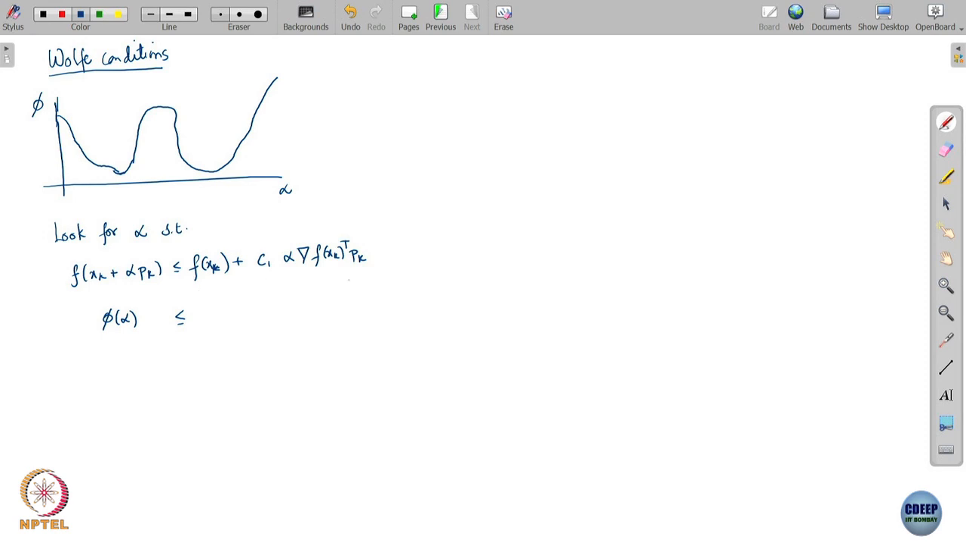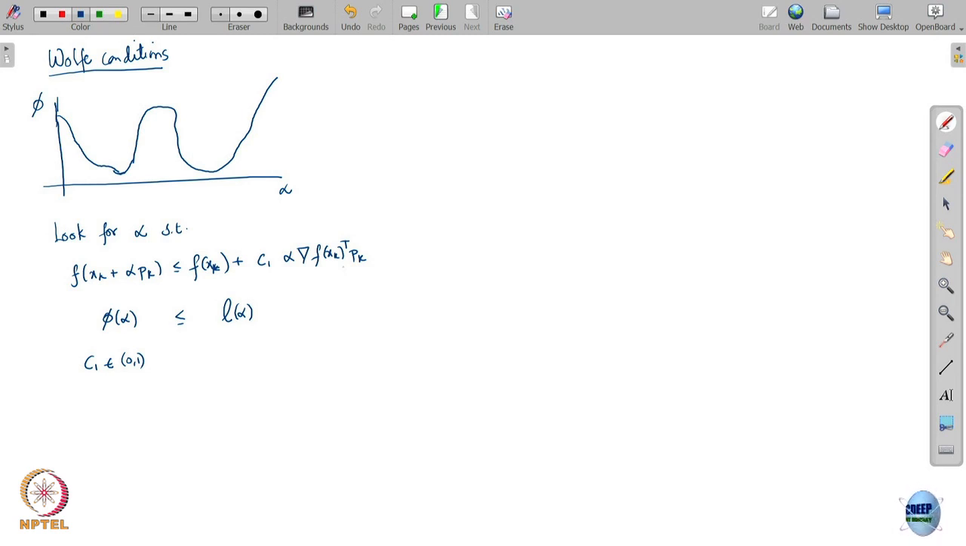Now, what is this quantity on the right? Let's look at this as a function of alpha. This is actually a linear function in alpha. So let's call this L of alpha. Remember we are fixing a k. For a fixed k, we are looking for an alpha such that this inequality holds. By the way, C1 is a constant between 0 and 1. Usually it is taken to be something like 10 to the minus 2. For that fixed constant, we are looking for an alpha that satisfies this. The right hand side is a linear function of alpha.